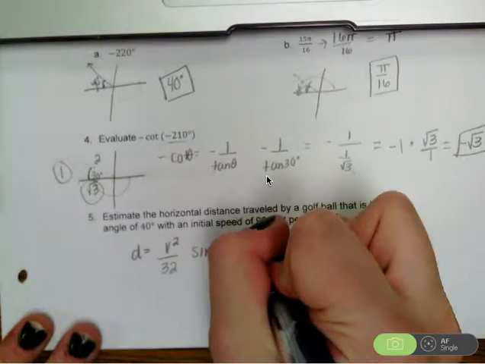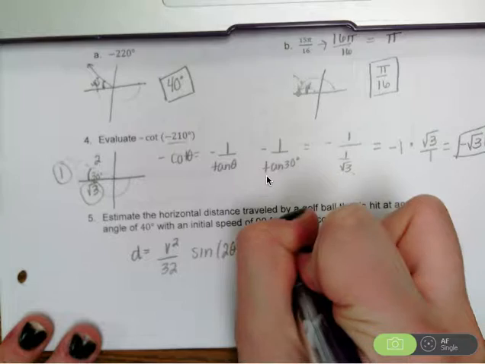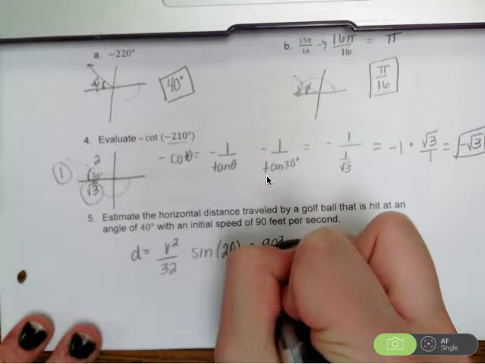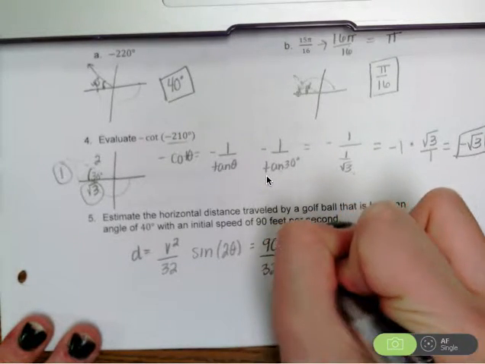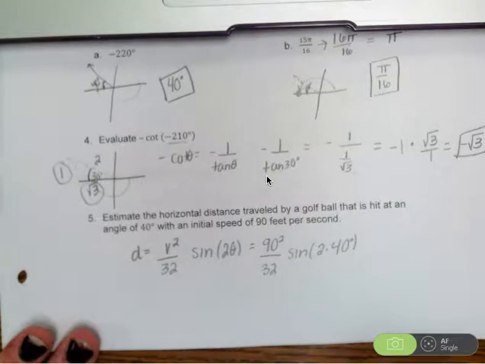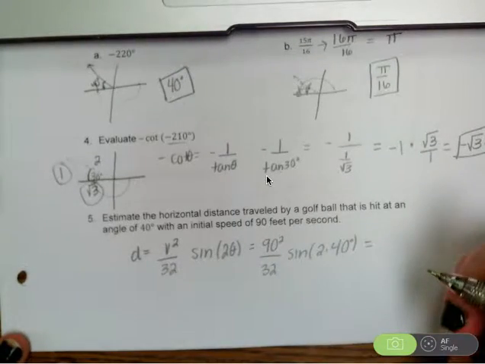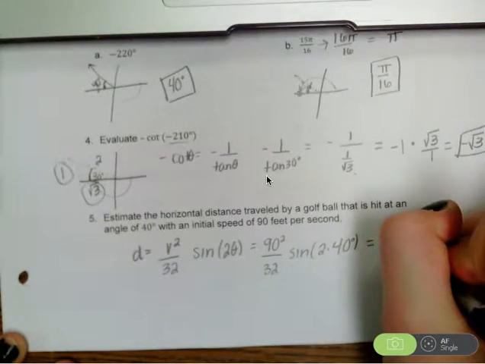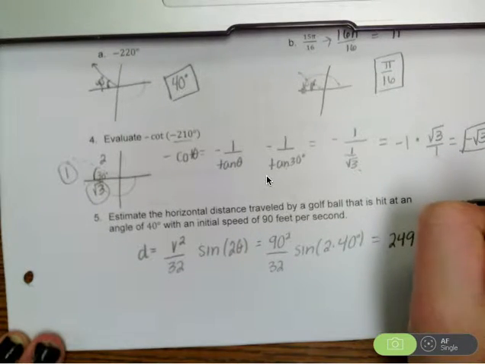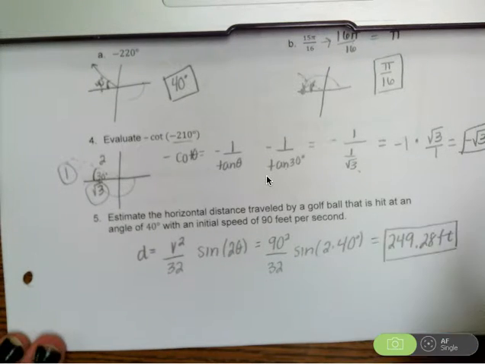And so the velocity that they said we had was 90 squared over 32 times the sine of 2 times the angle, which is 40 degrees. And you can plug that straight into your calculator just like you see it. Don't even try to do anything else, and you should get about 249.28 feet. That's how far the golf ball travels.